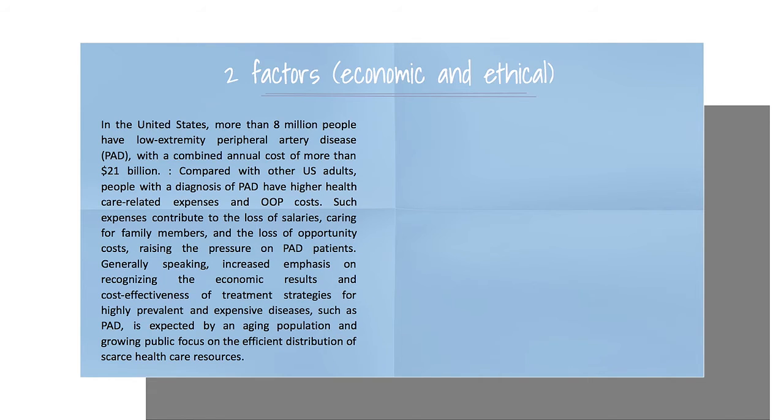Now, starting off with the economic factor, in the United States, more than 8 million people have lower extremity peripheral artery disease, with a combined annual cost of more than $21 billion. Compared with other US adults, people with a diagnosis of PAD have higher healthcare-related expenses and out-of-pocket costs. Such expenses contribute to the loss of salaries, caring for family members, and the loss of opportunity costs, raising the pressure on PAD patients. Generally speaking, increased emphasis on recognizing the economic results and cost-effectiveness of treatment strategies for highly prevalent and expensive diseases, such as PAD, is expected given an aging population and growing public focus on the efficient distribution of scarce healthcare resources.